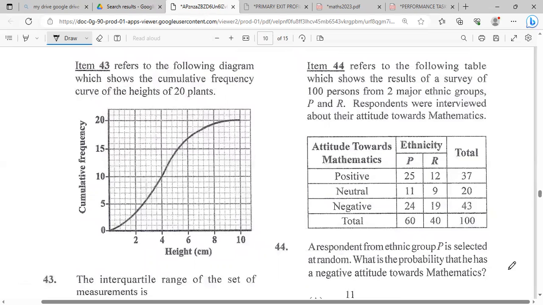All right, this one says item 43 refers to the following diagram, which shows the cumulative frequency of 20 plants. The interquartile range of the set of measurements is, so that's going to be Q3 minus Q1.